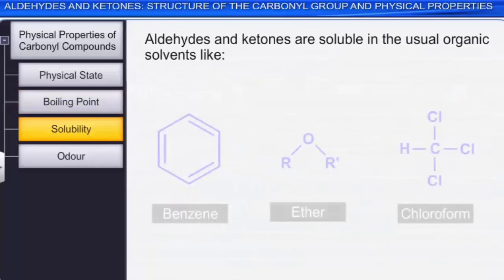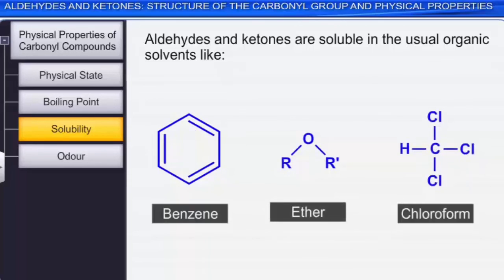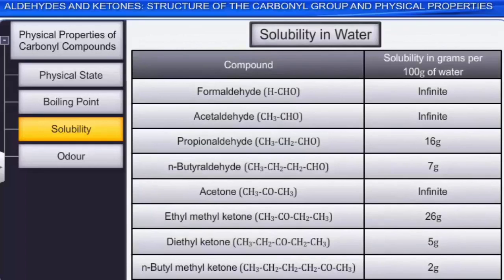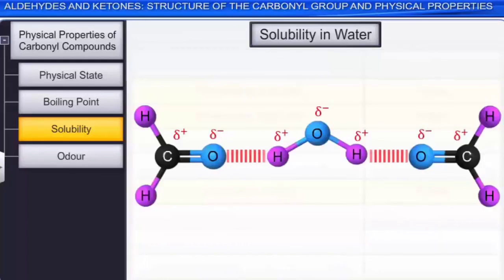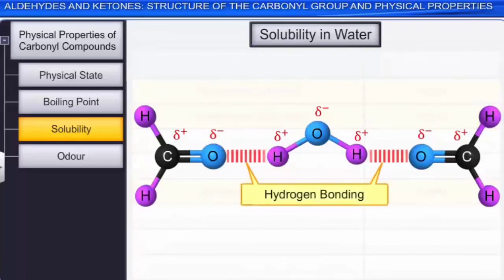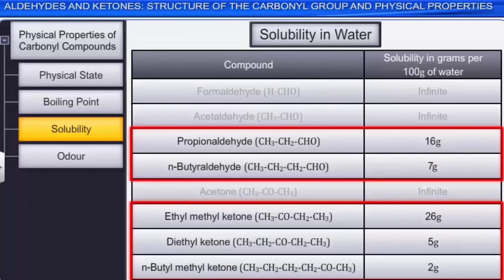Aldehydes and ketones are soluble in the usual organic solvents like benzene, ether, and chloroform. To know their solubility in water, refer to this table, which shows the solubility of a compound in grams per 100 grams of water. We see that the lower aldehydes and ketones, such as formaldehyde, acetaldehyde, and acetone, because of their ability to form hydrogen bonding with water, are miscible in water in all proportions. Notice that solubility decreases with an increase in the length of the carbon chain.